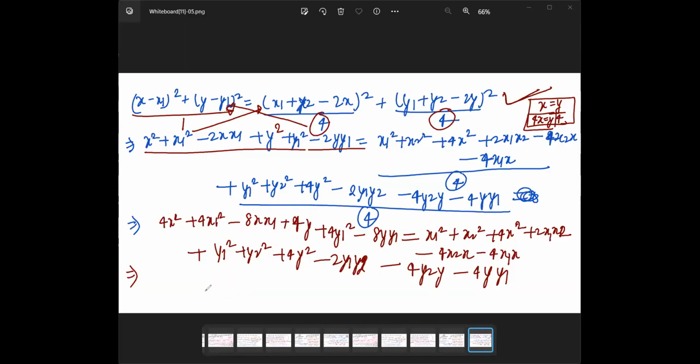So solve this part now. This is the last step, right? So this and this will get cancelled here, and this y part will also get cancelled. So this is y square, where I have written.